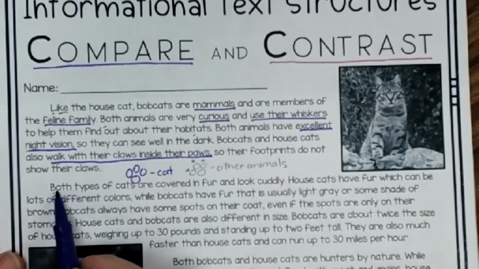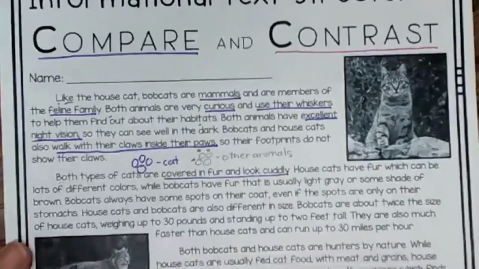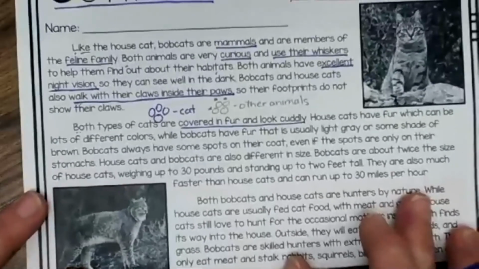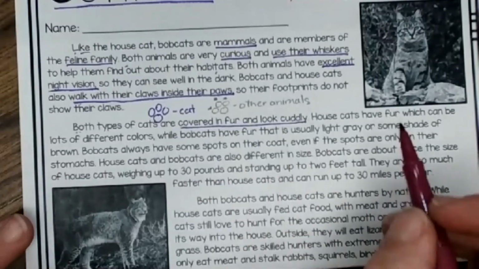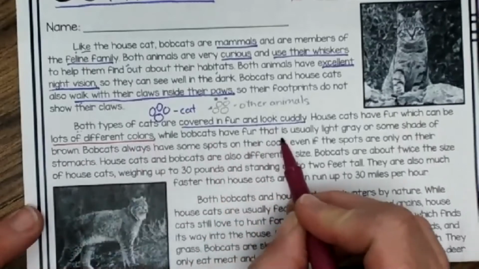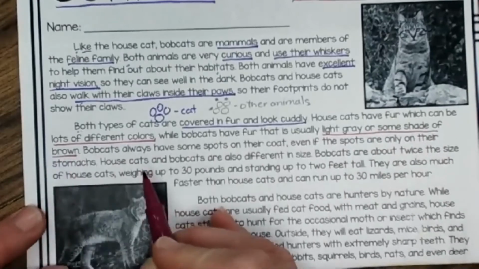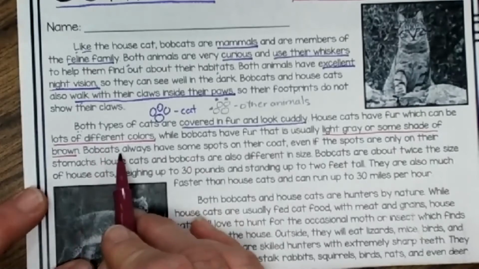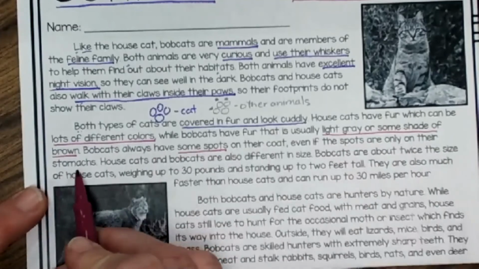Both, here I see the word both, so he's still comparing. Both types of cats are covered in fur and look cuddly. He does look quite cuddly. I don't think we should cuddle with him though. Okay. House cats, oh, now I see just one kind of cat. House cats have fur which can be lots of different colors, while bobcats have fur that is usually light gray or some shade of brown. Bobcats, so this is just about one, so I'm going to stick with my pink pen here, always have some spots on their coat, even if the spots are only on their stomachs.